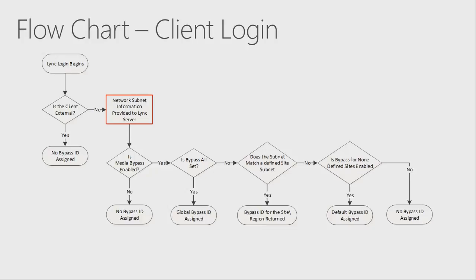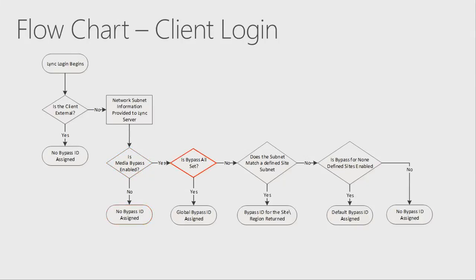So if you are an external client, or internal client even, we look at that network subnet. And we decide if that subnet is actually one we want to work with. So we first look in a couple of places. We look if media bypass is enabled. You may not have enabled it. Small sites don't need it. If you've only got a single site, there may not be any point in configuring bypass. If there's no bypass, we don't assign a bypass ID.